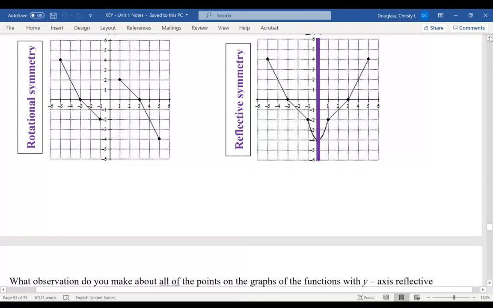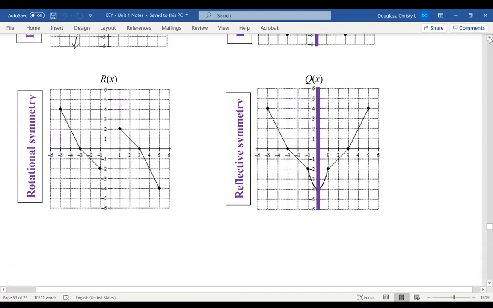R of x has rotational symmetry. It's a little bit harder to see on this graph, but I can tell easily if I look at some of the points, 1, 2. I know in rotational symmetry, I should be able to negate both of those coordinates, and it'll also be on the graph. So 1, 2, negative 1, negative 2, 3, 0, negative 3, 0, 5, negative 4, negative 5, 4. So I know this has rotational symmetry about the origin.